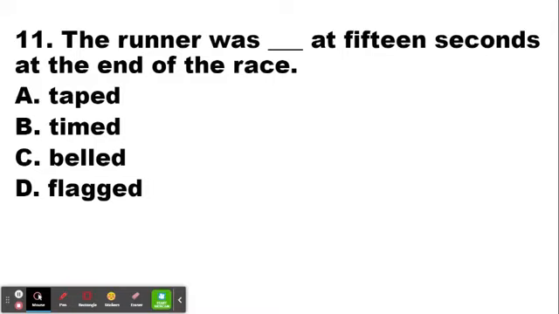The runner was dashed at 15 seconds at the end of the race. A, tipped. B, timed. C, belled. D, flagged. The correct option is D, timed. The runner was timed at 15 seconds at the end of the race. Question 12.